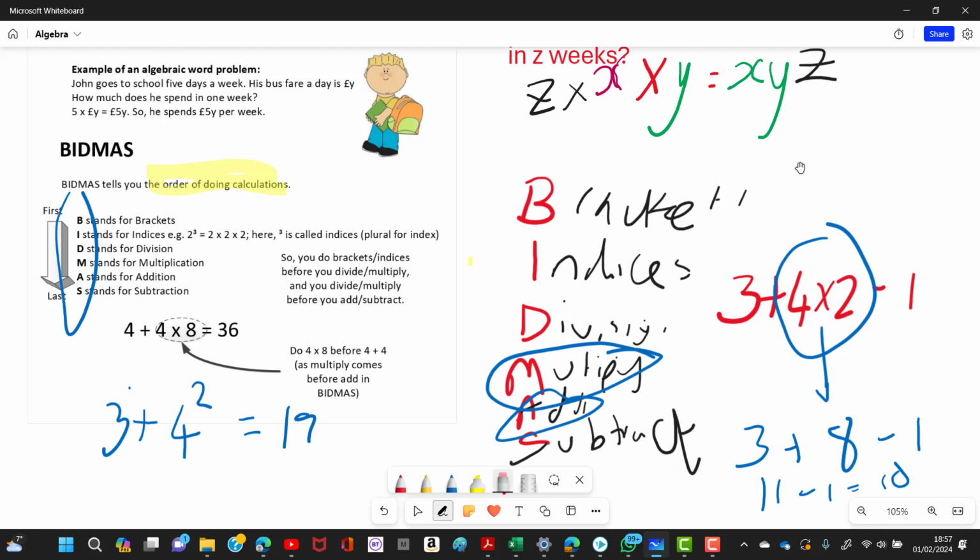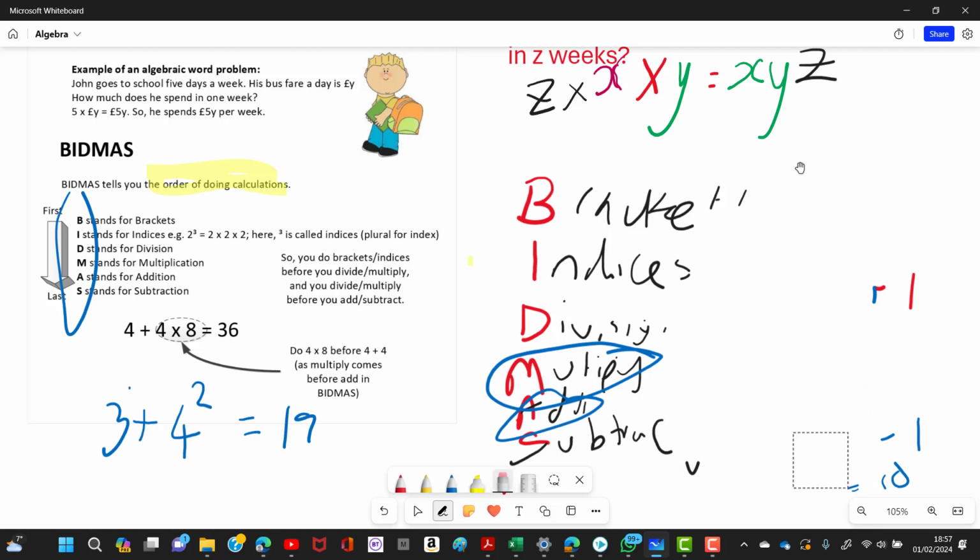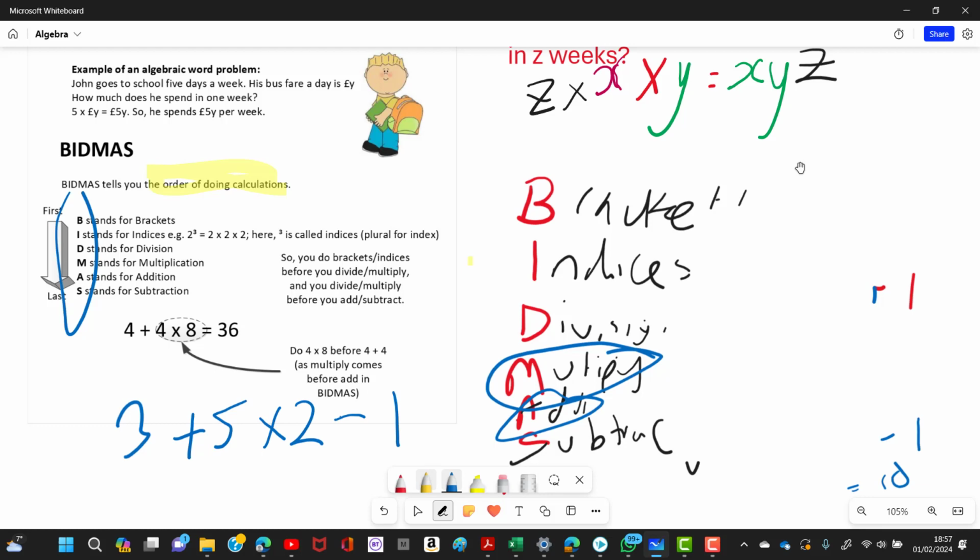And one final one. Let's do this one here. 3 plus 5 times 2 minus 1. And let's say they've got brackets here. So you do this first, 3 plus 5, before you do 5 times 2, because that's brackets. So that's 15 times 2 minus 1. So 30 minus 1 is 29.